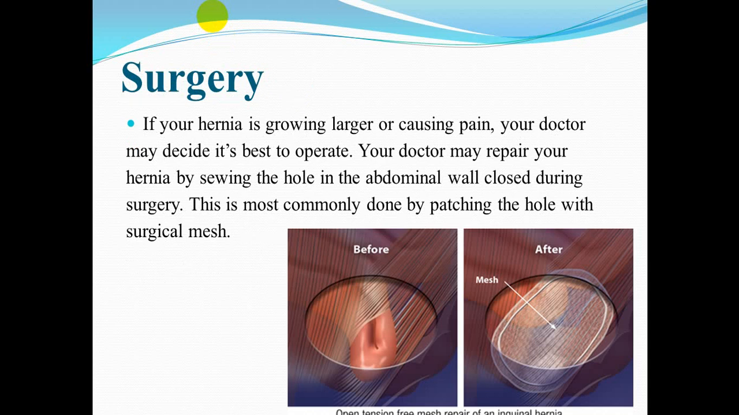Surgery. If your hernia is growing larger or causing pain, your doctor might decide it's best to operate. Your doctor will repair your hernia by sewing the hole in the abdominal wall closed during surgery. This is most commonly done by patching the hole with surgical mesh. يكون وضع شبكة حتى تصير support للاريا.